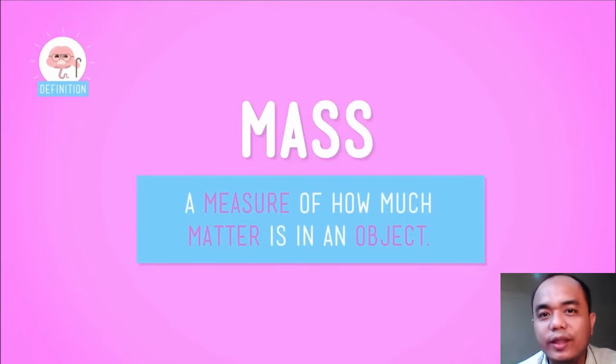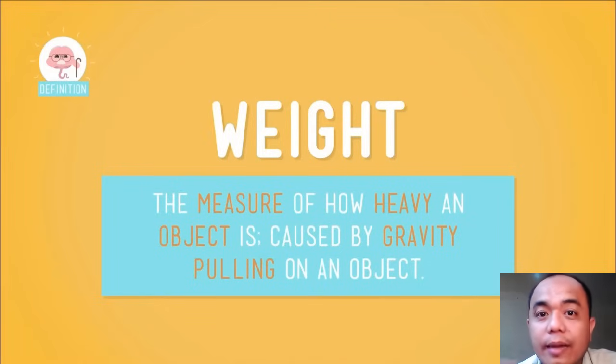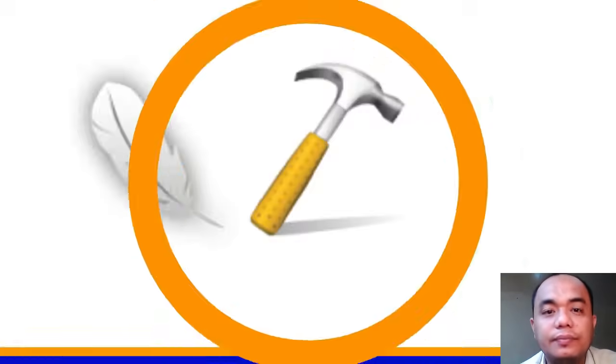It's something to do with the mass. Mass, again, is a measure of how much matter is in an object. And also, it's something to do with the weight. Again, weight means the measure of how heavy an object is caused by gravity pulling on that particular object. When gravity pulls an object, it gives you the object's weight.